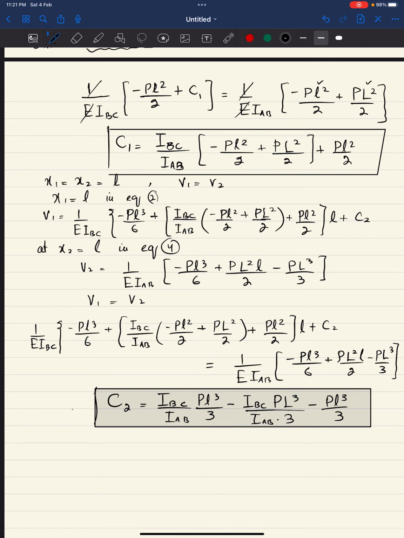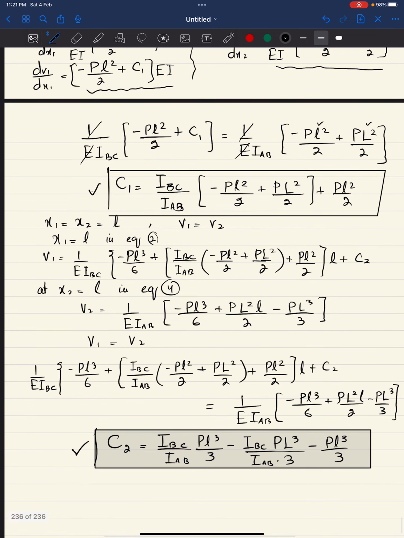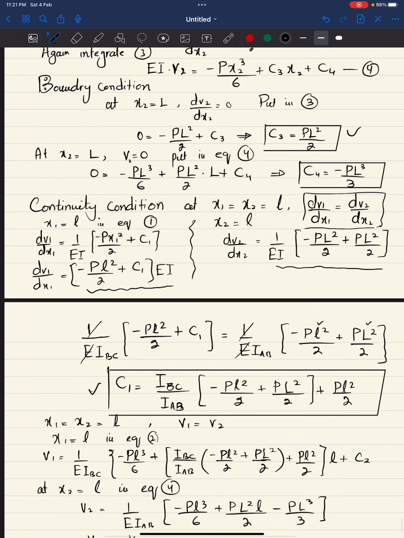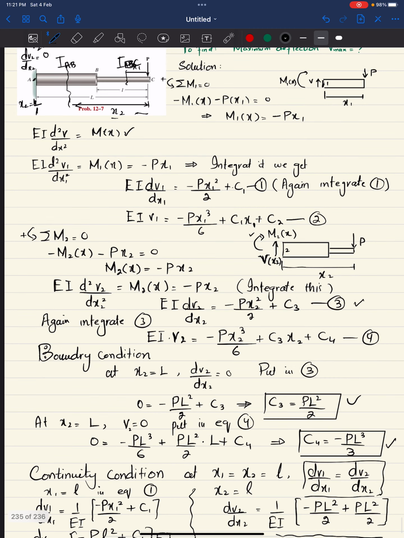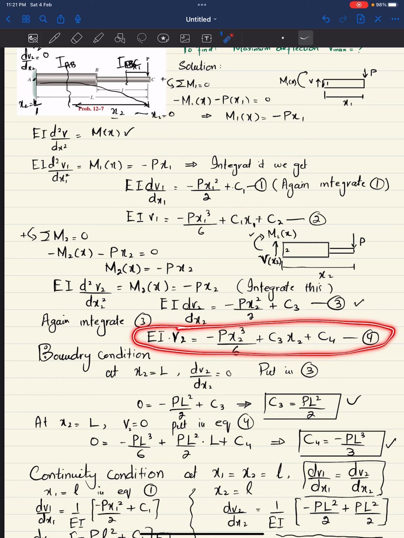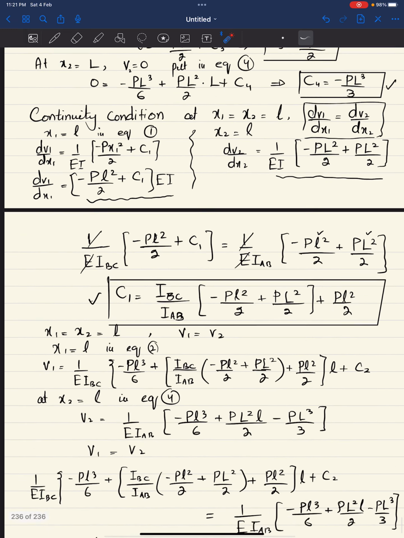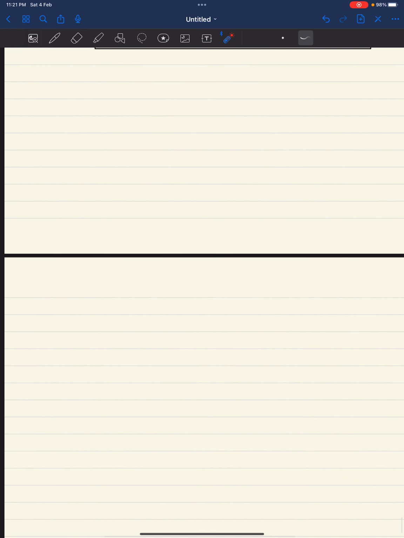Now you can see that we have C2, we have C1, we have C3 and we have C4. So we have been asked to find the deflection at this point, because the deflection will be like this one. So at x2 is equal to 0, we will use deflection equation number 4, because this is for x2, v2 will be maximum. So you have to put C3 and C4 in this equation and you will get v2.